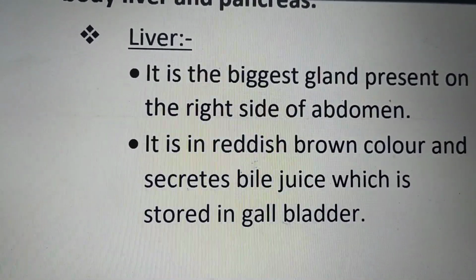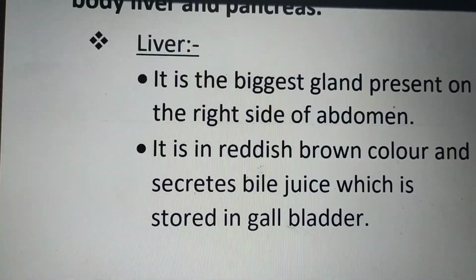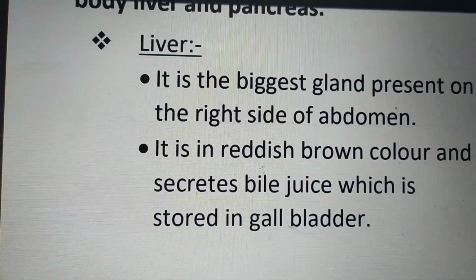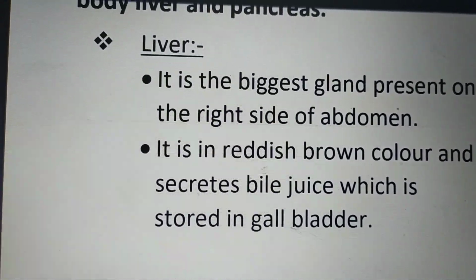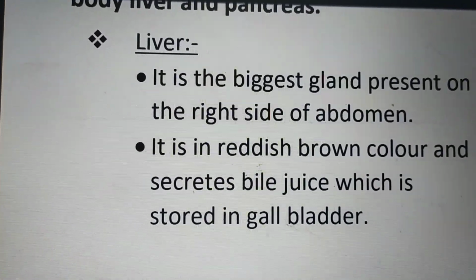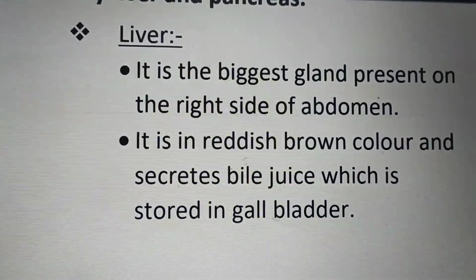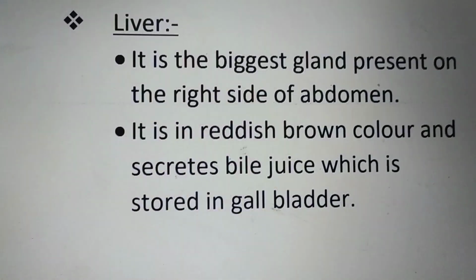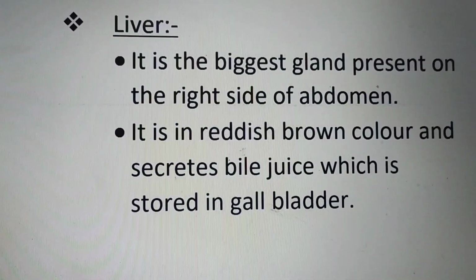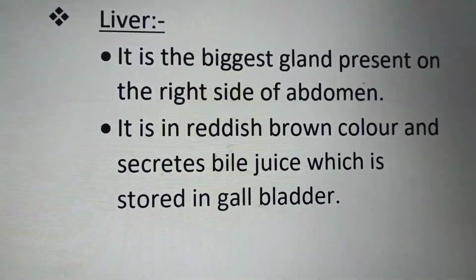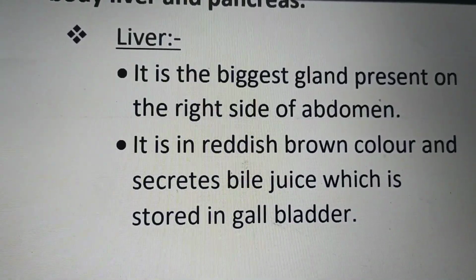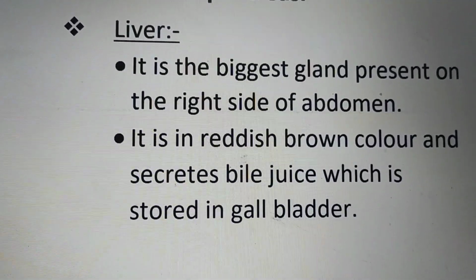So liver, it is the biggest gland present on the right side of the abdomen. It is reddish brown in color and secretes a juice, bile juice, which is stored in the gallbladder. This gallbladder is very important because it is storing the juice that helps to convert the large fatty molecules into small fatty molecules. That means they help to digest the fatty food.